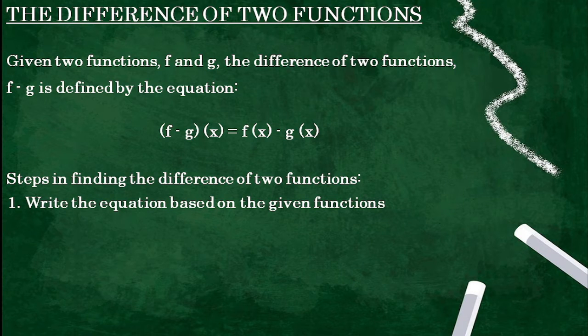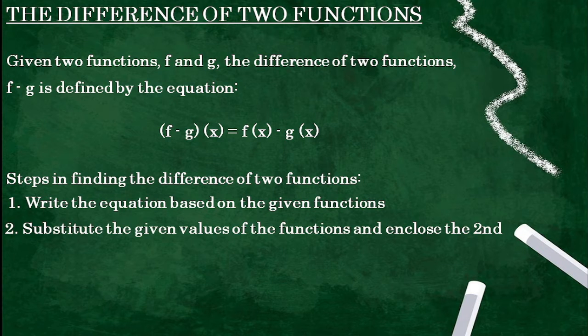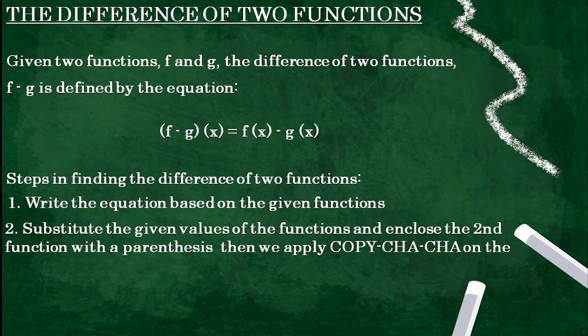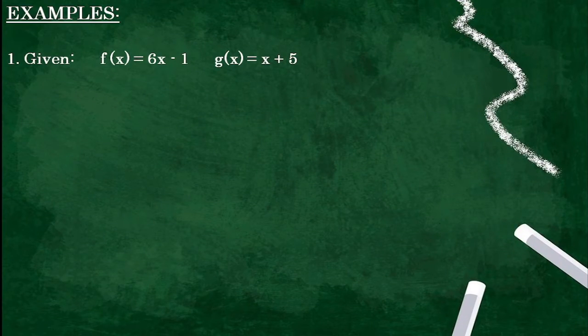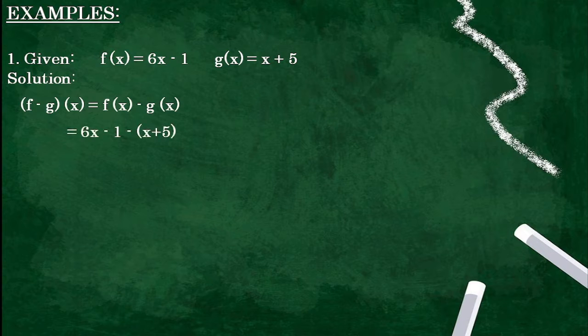First, write the equation based on the given functions. Second, substitute the given values of the functions and enclose the second function with a parenthesis. Then, we apply copy cha-cha on the second function. And third, simplify the values. Here are the examples of the difference of two functions.